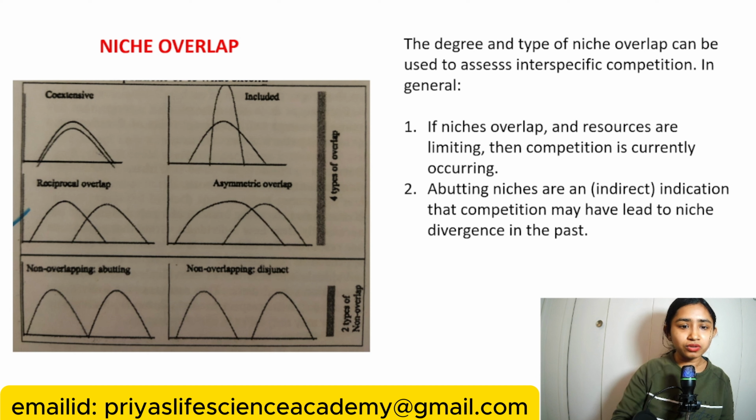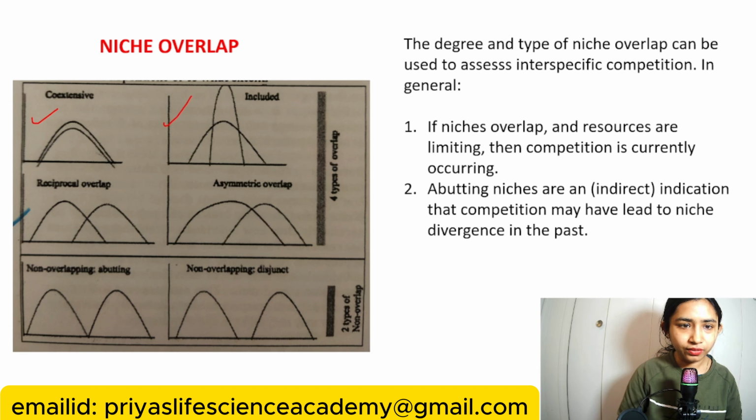Here in the picture, you can see that there are 4 types of overlap. The first is coexistence, as I told you, where you and your sister can share the meal, can share the leg piece. You can see that both the graphs coexist with each other. Number 2 is included overlap, where the niche of one species is entirely contained within the niche of the other species, and the first species can use all the niche of the second species plus more. That is known as included overlap.